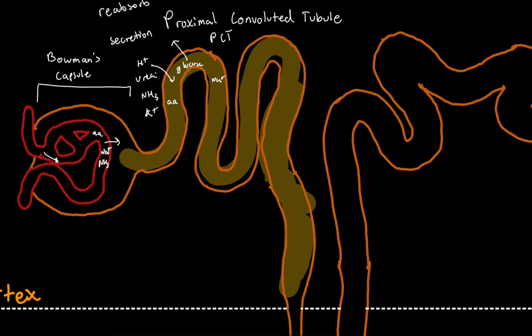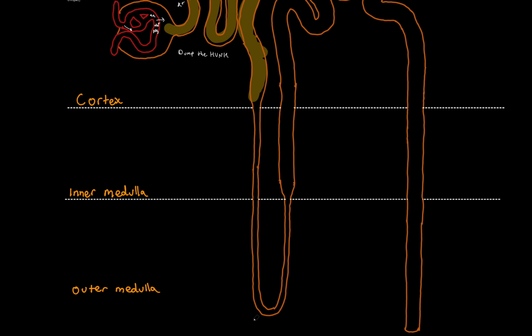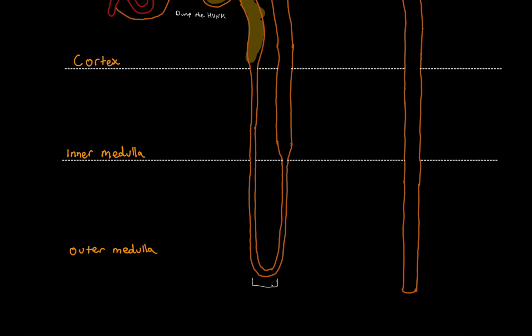And to memorize these waste products, there's a quick mnemonic called DUMP THE HUNK: hydrogen, urea, ammonia, and potassium. As you notice over here, we're actually in the cortex of our kidney. Now, if we descend down, we get into our medulla, and let me zoom out over here. If you notice this U-shaped structure right here, this is known as our loop of Henle.